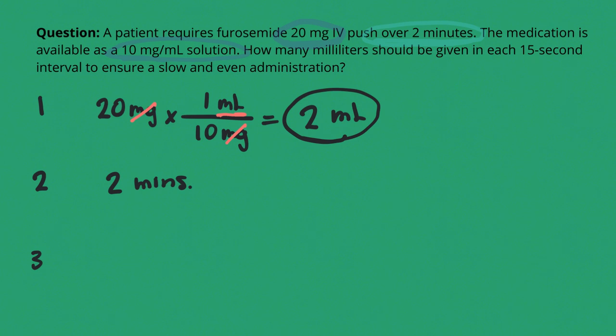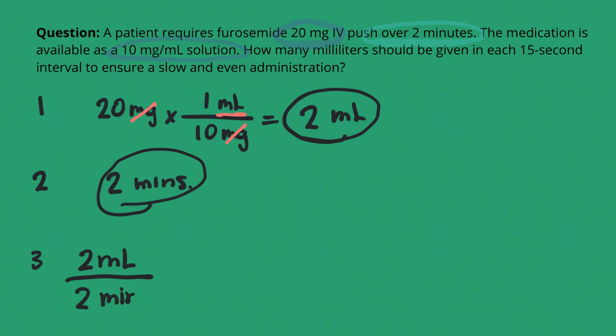Remember, we take the total volume and we take the total time. So we need to give 2 milliliters over 2 minutes. This simplifies to 1 milliliter per minute interval. We just simplified that equation. And then we can break it down into our intervals. In this case, our intervals are supposed to be 15 seconds. So we know 15 seconds goes into 60 seconds 4 times. So that gives us the opportunity to divide by 4 to get the 15-second intervals.